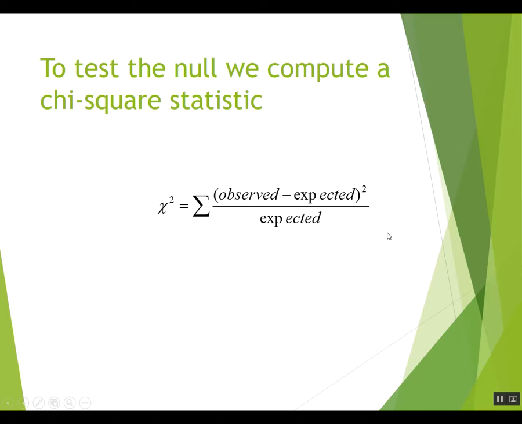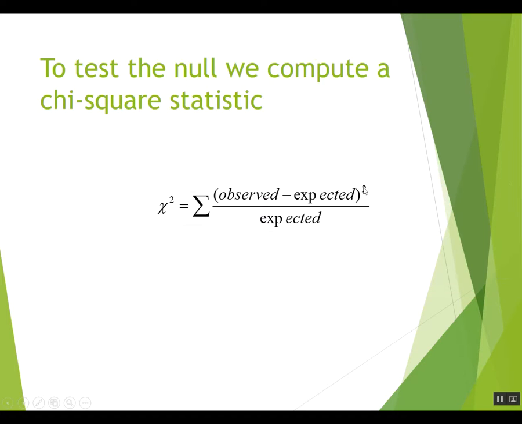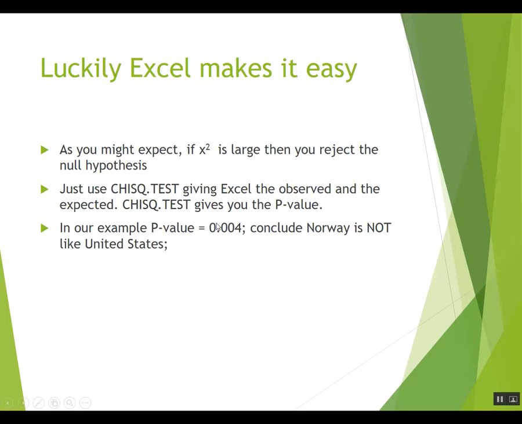And to test this, we're going to just do it with Excel, but what's going on behind the scenes is we compute what's called a chi-square statistic. And the chi-square statistic looks at each of these observed and expected pairs, so these 413, 440, 480, 420, sees how far apart they are from each other, squares that, and divides by the expected, and then adds them all up. That's what this symbol means, adds them all up. And as you might expect, if the chi-square is really big, then you say, hey, Norway isn't like the United States. We're going to reject the null hypothesis.